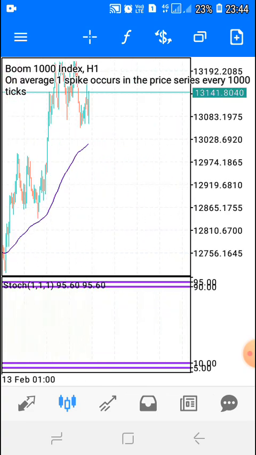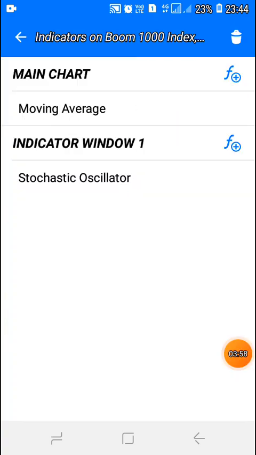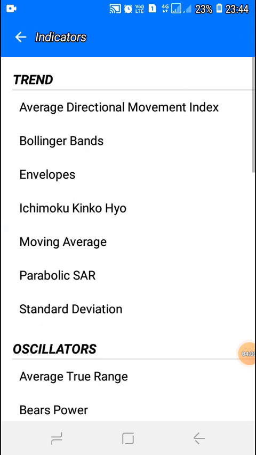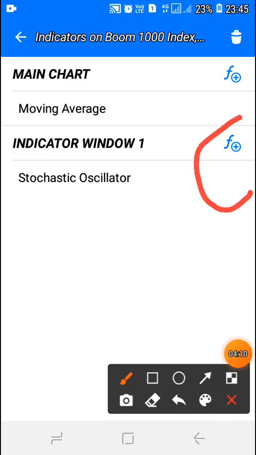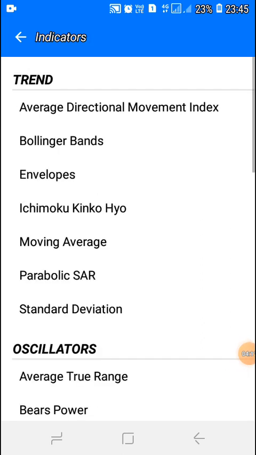So the next thing we're going to do is add my other indicator. Wait, let me just go back. What you want to do now is click on indicator window 1, on the F plus over here. Over here you click, and then you're going to add another moving average.